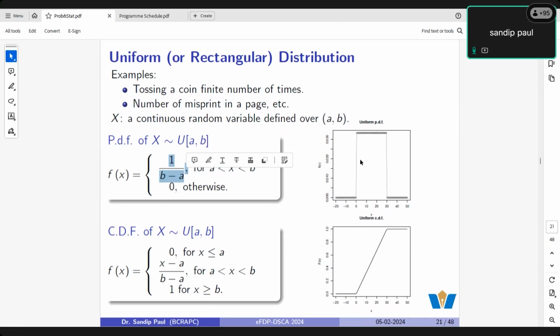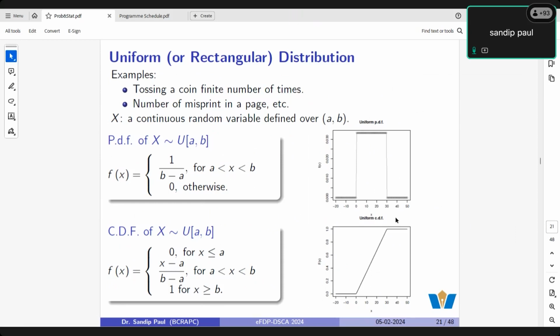So if we draw that function, you will get when x is less than 0, the probability is 0. When it is in between 0 and 30, the probability is constant at all the points. It is 1 by b minus a, or in this example, a is 0, b is 30, so it is 1 by 30 all the time, that is about 0.03, in between 0 and 30, and after that value the probability is 0 again. So it is the uniform or rectangular distribution.